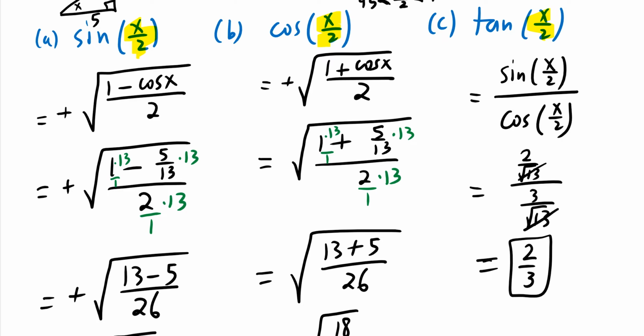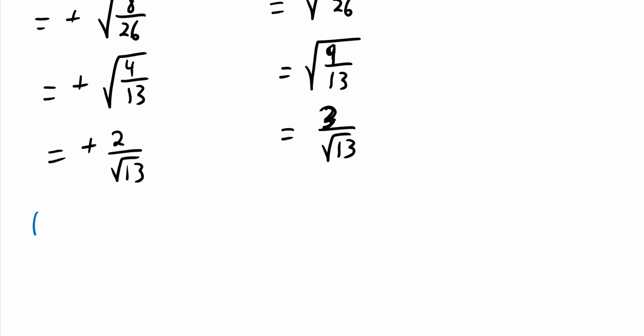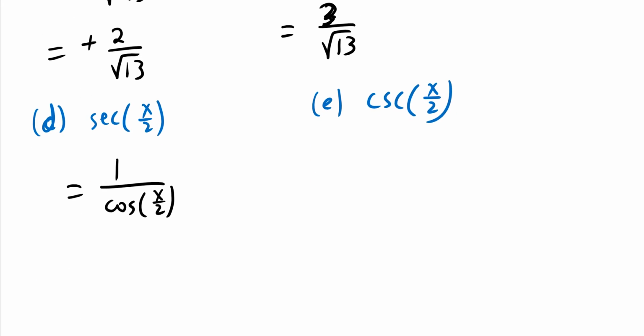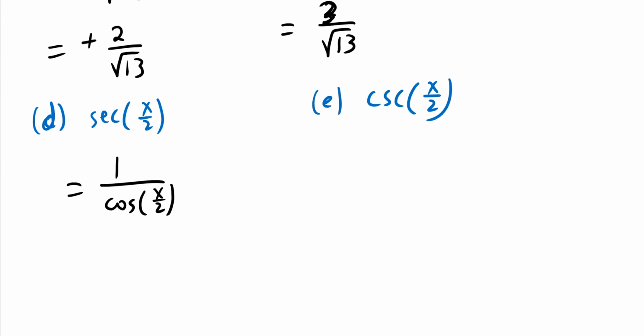Can we find secant? Yes, we can. And cosecant? Yes, we can. So C or D, secant x over 2, E cosecant x over 2. What is secant? Secant is 1 over cosine. And cosine x over 2, we found it. It was 3 over root 13, so you do the reciprocal, which is root 13 over 3.